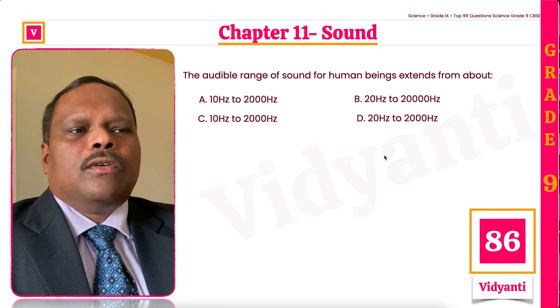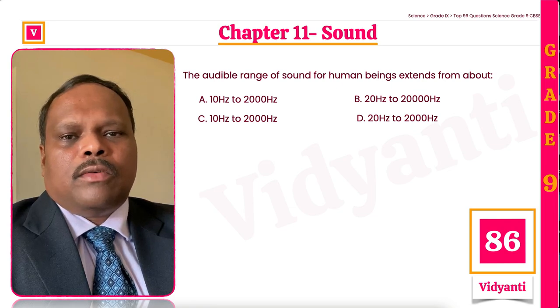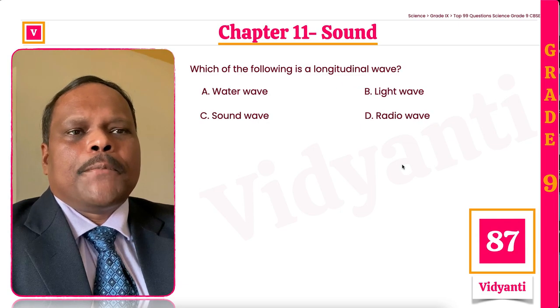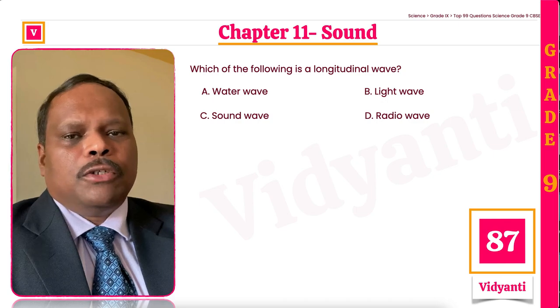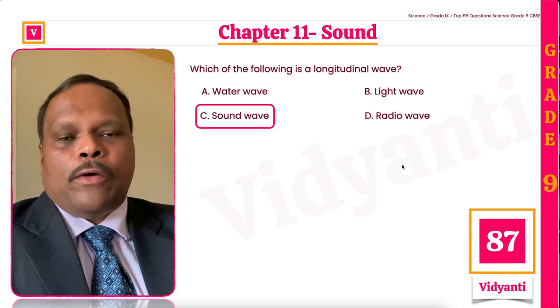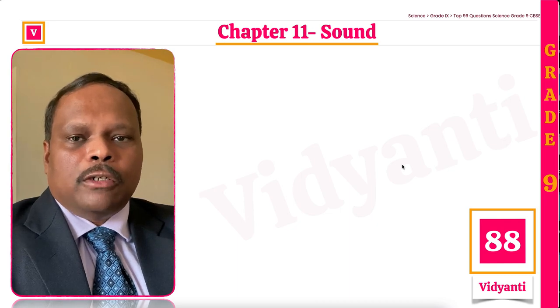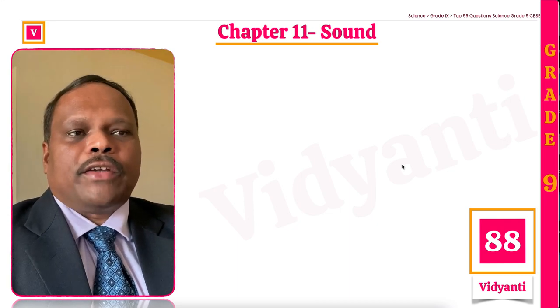Audible range of sound: people can hear 20 hertz to 20,000 hertz, so option B is the correct option. Which of the following is a longitudinal wave? Longitudinal wave will be sound wave, because all other things are actually not longitudinal. In a longitudinal wave, we have compression and rarefaction.